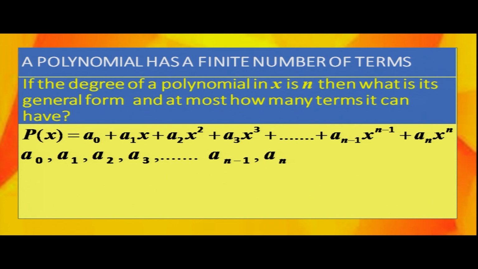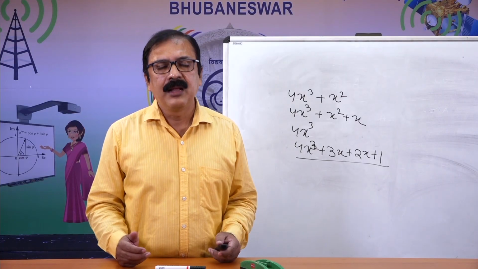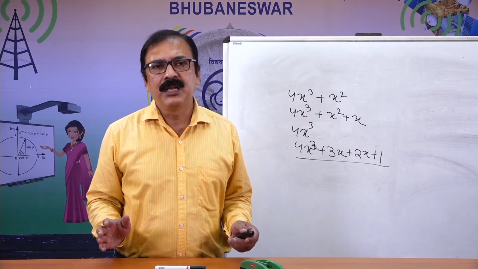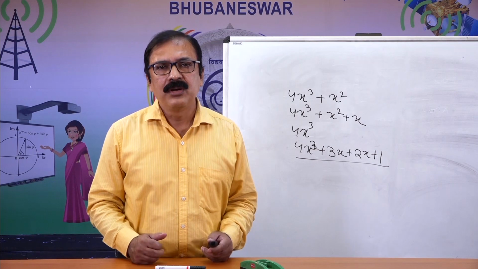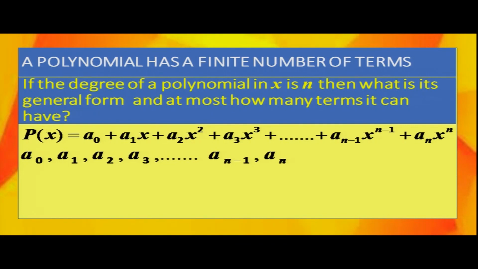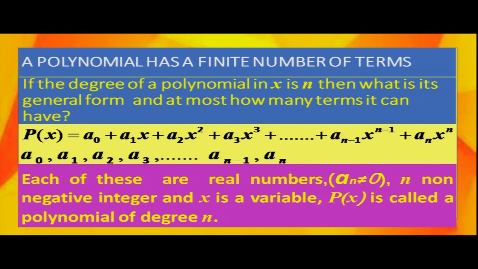Why are we writing like this? In the last case, the cubic polynomial, only 4 terms were given, so we used a, b, c, d. But here the number of terms is not known, so how do we write the coefficients? We write a0, a1, a2, a3 in this way, and these are constants. As this is a degree n polynomial, an must not be 0 and n is a non-negative integer.